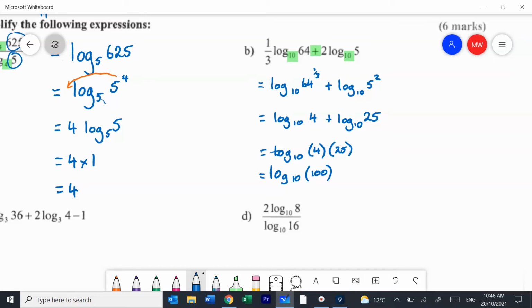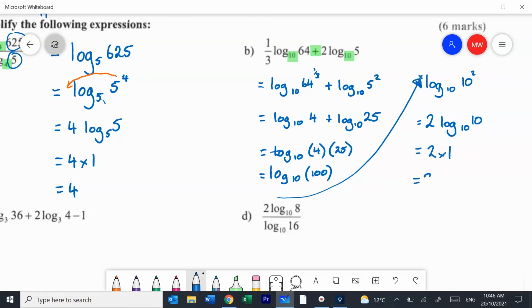So what we can do here is we can say, okay, and I'm just running out of room, so I'll just start up here. I've got log, it's really not cooperating, this pen, 10 squared, and we know we can take that little 2 out the front to make it 2 times log 10, or 2 times 1, which is 2.